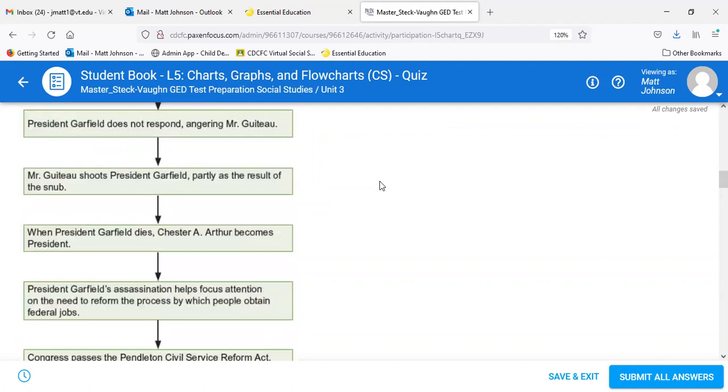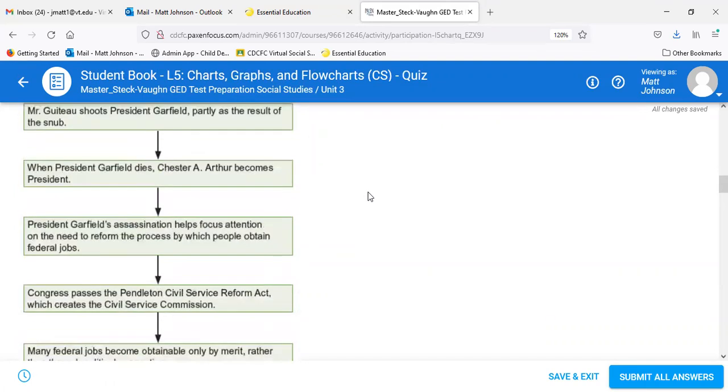Our third flow chart piece there. Mr. Guiteau shoots President Garfield partly as a result of the snub. When President Garfield dies, Chester A. Arthur becomes president. He was the vice president. President Garfield's assassination helps focus attention on the need to reform the process by which people obtain federal jobs.